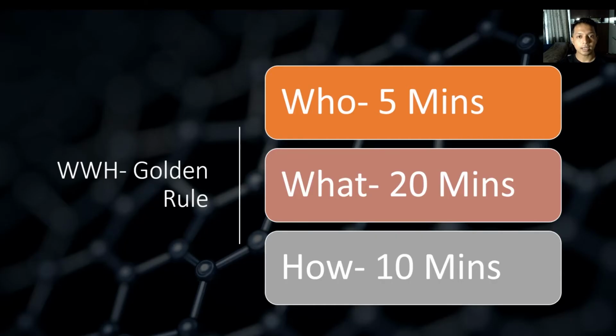Okay, so these are the three golden rules of the WWH rule, which is first, who. Now, I have put in a timeline ahead of the rule, which is basically trying to tell you how much time you should be spending in deciding what exactly you have to achieve in that specific rule. So first, for example, you're talking about who. What do I mean by who?